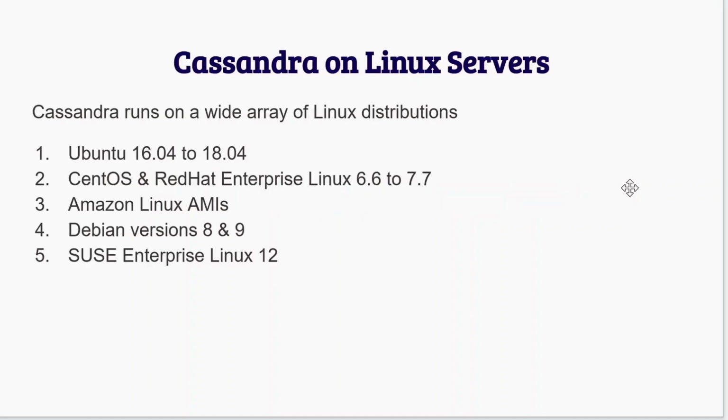And I want to give some small information about the installation of Cassandra. Cassandra on Linux servers runs on a wide array of Linux distributions, and a few of them are Ubuntu, CentOS, Red Hat, and Amazon Linux AMIs, Debian versions 8 and 9. These are not all of the distributions that run Cassandra. There are a lot more versions and Linux distributions which can run Cassandra.